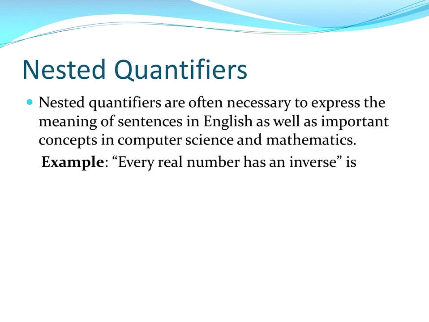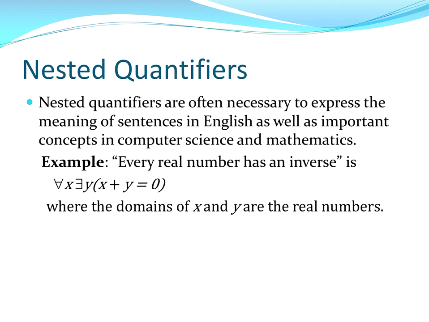Okay, so here we have nested quantifiers, necessary to express sentences when you have two variables that you need to bind. Here is our example: every real number has an inverse. So there are two numbers, the first number in question and its potential inverse if this is a true statement. And we see here that we're talking about the additive inverse. So for every x, there is a y such that x plus y equals 0.